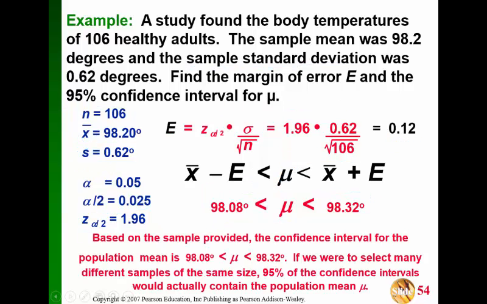The next slide would be the interpretation of this. This is our answer. Based on this answer, what can we say? Well, we can say that we are 95% confident that the real population mean falls between 98.08 and 98.32. So again, this doesn't cover 98.6. So based on this study, the author seems to be convinced that the body temperature should be adjusted down from 98.6.